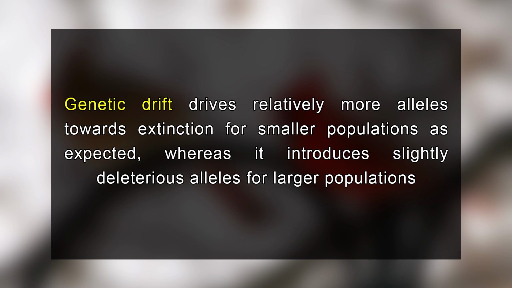So genetic drift drives relatively more alleles towards extinction for smaller populations as expected, whereas it introduces slightly deleterious effects for larger populations. Also, the heterozygous condition present in ancestral forms finally gets converted into homozygous form, leading to the loss of an allele. When small populations of a species are isolated out of pure chance, the few individuals who carry certain relatively rare genes may fail to transmit them.